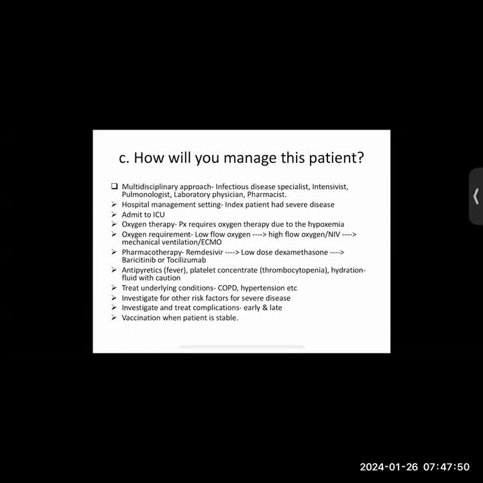We also like to treat the underlying conditions, like in this patient, COPD. Then if the patient's blood pressure is going up, we also want to give antihypertensives. Then I also like to investigate for other risk factors which may not be listed in this patient. The only things mentioned were COPD and the possibility of hypertension. I also like to look out for any other risk factors and address them accordingly. Then also to investigate for any complications, whether early or late. The patient will also benefit from vaccination when stable.